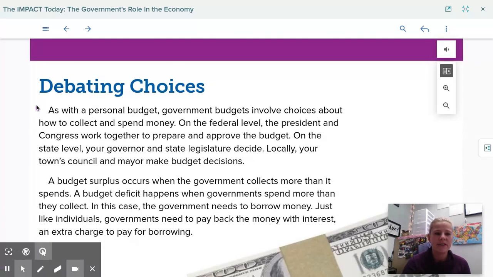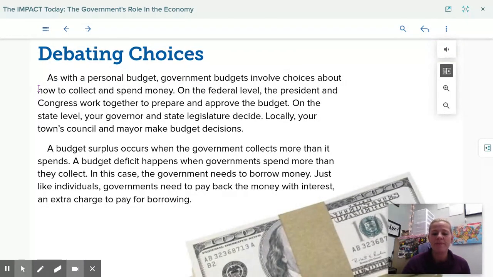Okay, so let's go and continue on with debating choices. As with a personal budget, government budgets involve choices about how to collect and spend money. On the federal level, the President and Congress work together to prepare and approve the budget. On the state level, your governor and state legislature decide. Locally, your town's council and mayor make budget decisions.